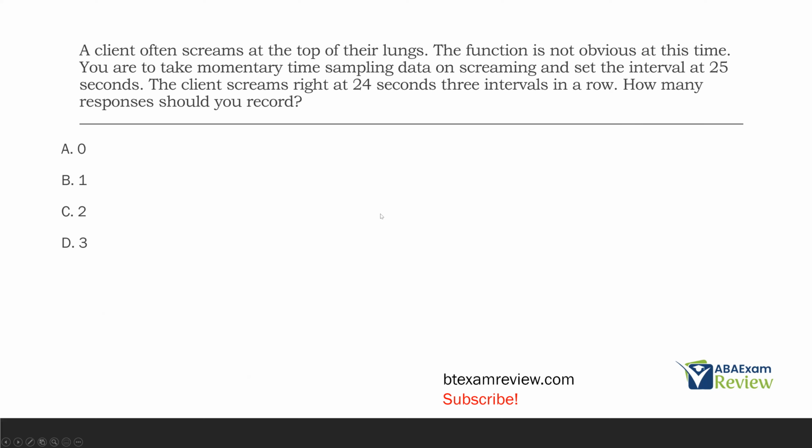Some clients who pick up on it sometimes do this. They know that you're looking right at 25 seconds and will scream at 24 seconds. You can't record a response because you're using momentary time sampling data. And that's what makes discontinuous measurement sometimes very restrictive, right? If you're using momentary time sampling, you can't fudge it and say, well, it was close enough.